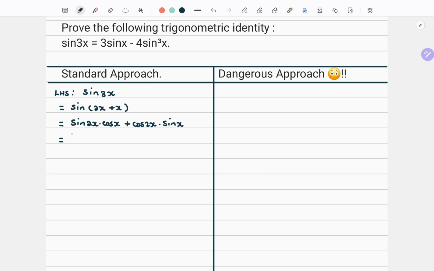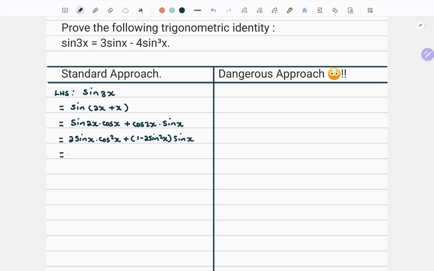Now sine 2x we don't want, so we use our identities. It becomes 2 sine x cos x. But now cos x times cos x becomes cos squared x. Plus, this one, we want this in terms of sine because in our expression we've got sines. So this is going to be 1 minus 2 sine squared x times sine x. Right.